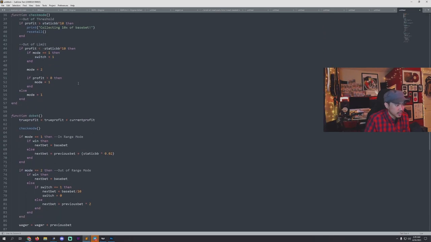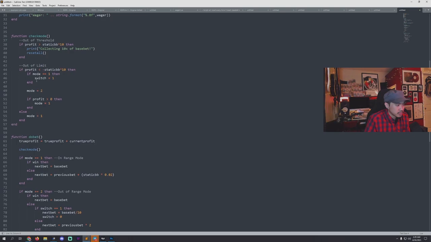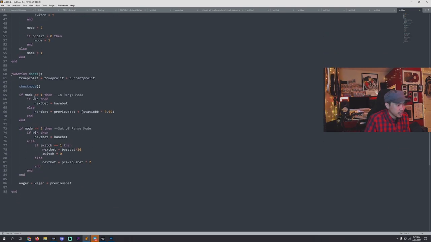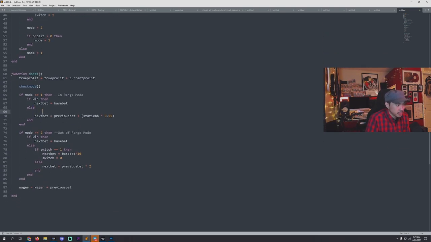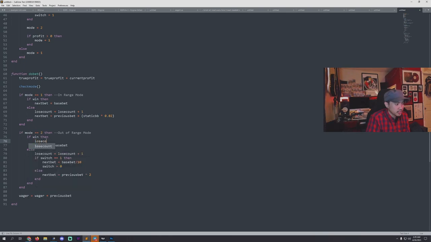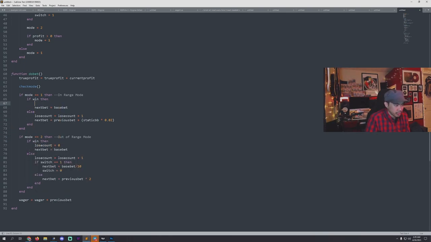All right. So lose count is going to be whenever we lose. In mode 1, when we lose here, we're going to say lose count equals lose count plus 1. And in mode 2, when we lose, we're going to say lose count equals lose count plus 1. If we win, we're going to say lose count equals 0 for mode 2. For mode 1, if we win, we're going to say lose count equals 0.